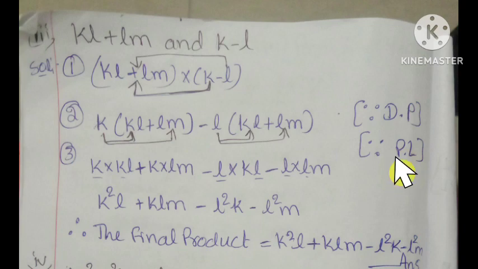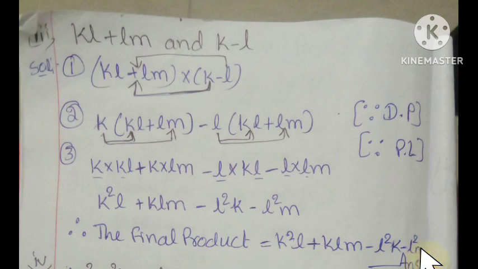So next, the third step is combining the like terms. Here, are there any like terms, Gagan Sai? No, there are no like terms in this expression. So therefore the final product equals K square L plus KLM minus L square K minus L square M. This is the final answer. This problem's solution is over.